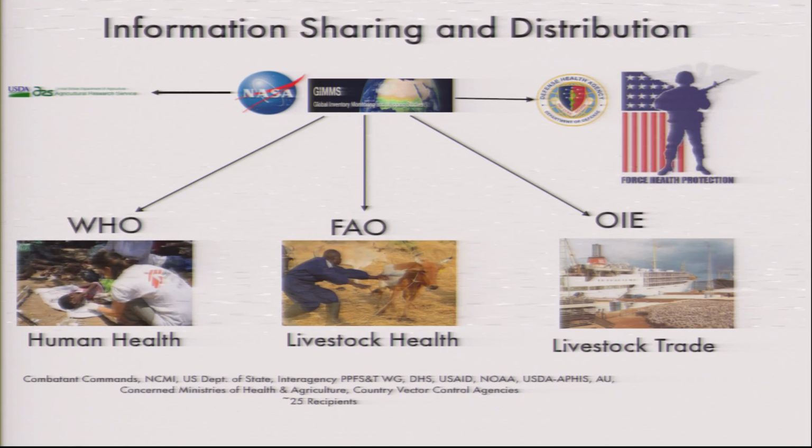This information is also shared by the Pandemic Prediction and Forecasting Group, which is an interagency working group under the Office of, I believe, Office of National Science and Technology Council. It is under the White House. So we share information with them in order to be able to filter the information up to the higher levels of government and all these other government agencies. Up to now, we have about 25 unique recipients of our information.